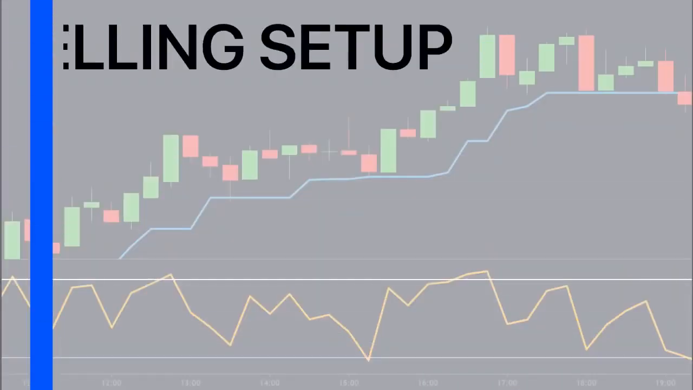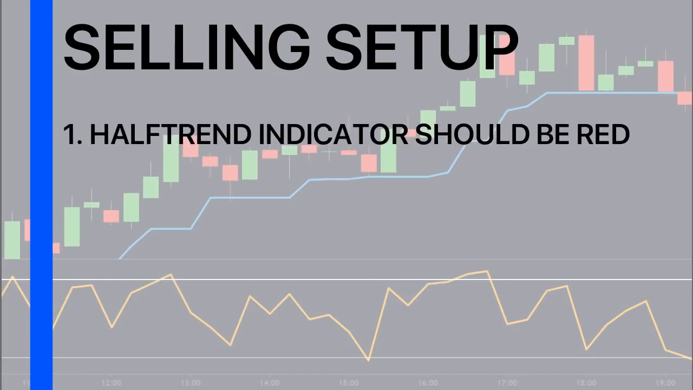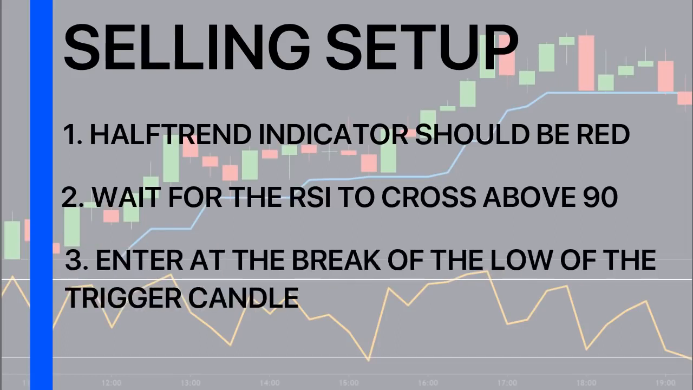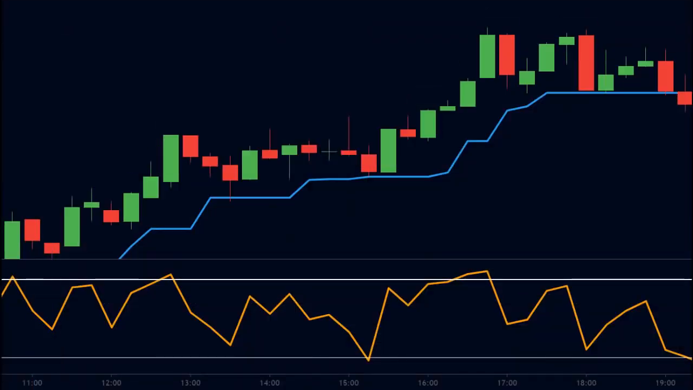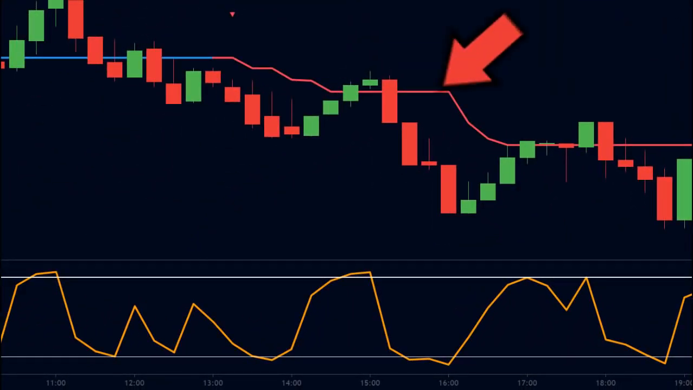Now let us look at the rules for selling. Rule number 1. The half-trend indicator should be red. Rule number 2. Wait for the RSI to cross above 90. Rule number 3. Enter at the break of the low of the trigger candle. Here is an example. We can clearly see that the half-trend is red.